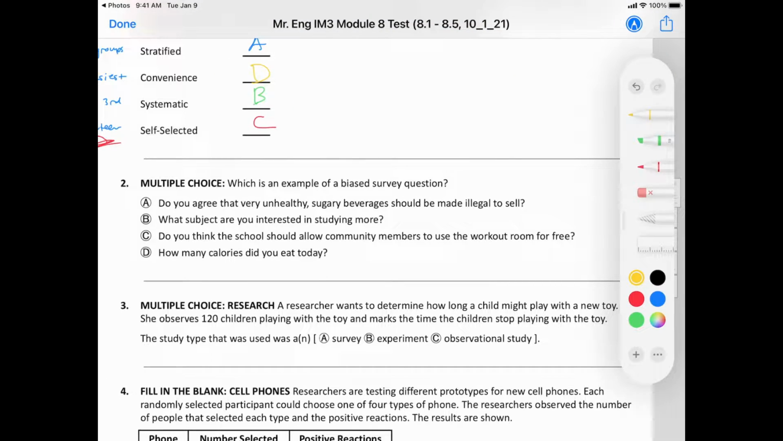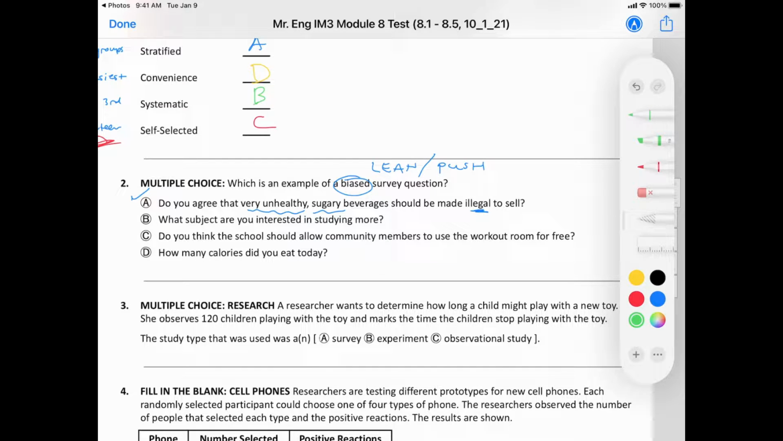Question number 2, which is an example of a biased survey question? Let's circle that word, biased. Bias means someone kind of pushes you or helps you lean towards a certain direction. That's my definition. So, A, do you agree that very unhealthy sugary beverages should be illegal to sell? Now they're telling us these things are unhealthy and sugary and give you diabetes. Well, that definitely sounds biased to me.